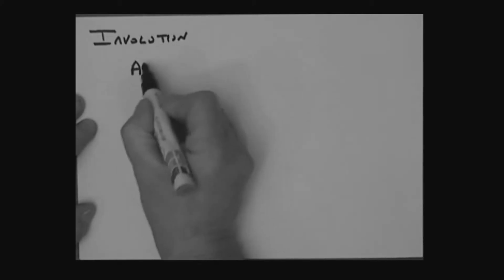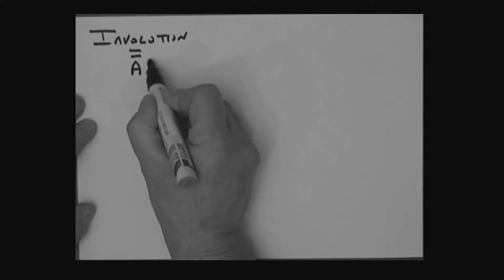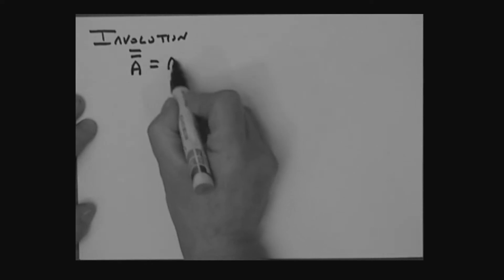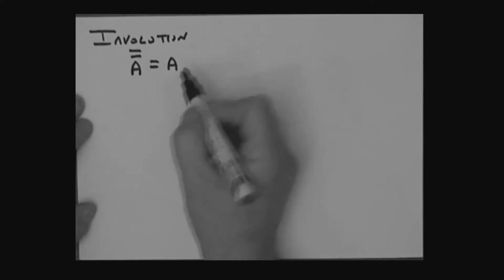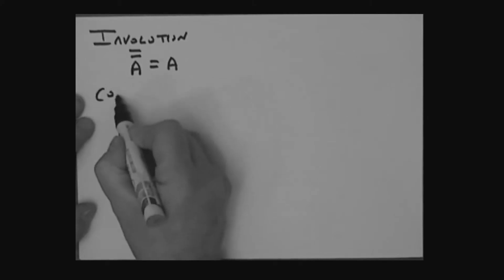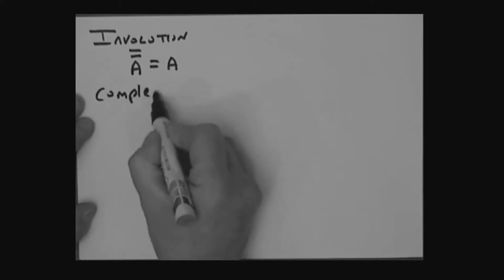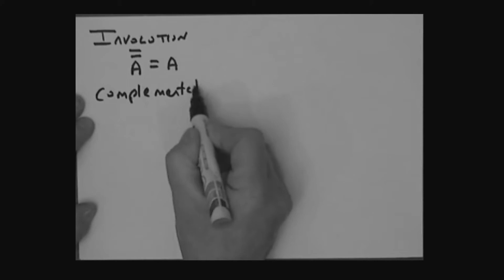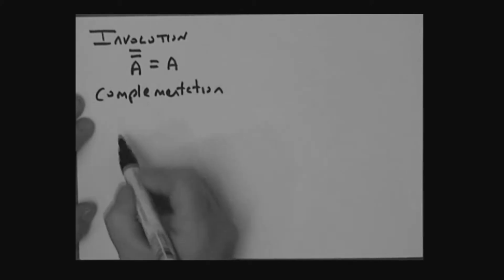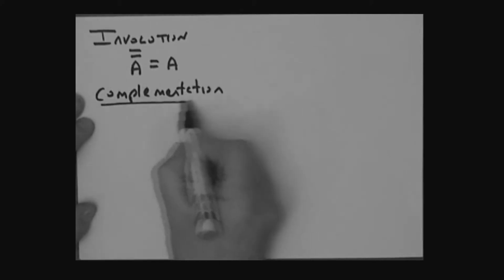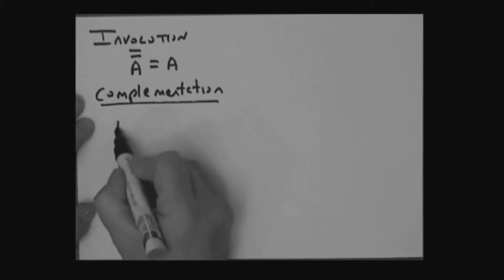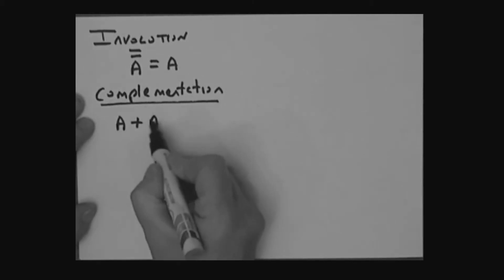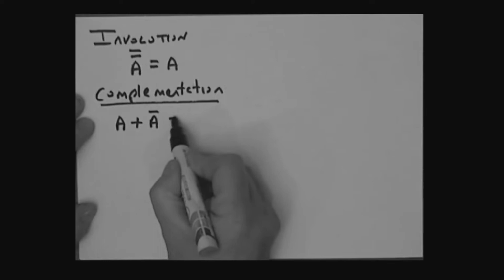That's stating that A bar bar is really the same as A, an obvious one, okay? Let's look at what we call complementation, the complementation theorem. What is that stating? The complementation theorem is simply stating that A or A bar is equal to 1.